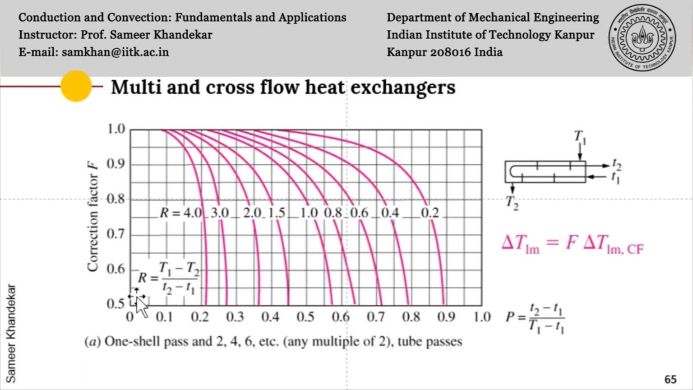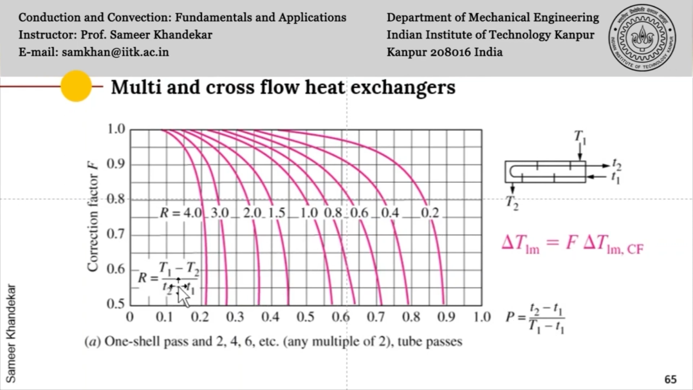And then you see here the definition of P is given along the x-axis, which is small t2 minus small t1 divided by capital T1 minus small t1. So once you know T1, T2 and small t1, t2, you will be able to find out P. And then there are different R's ranging from 4 to 0.2 here in decreasing order. The definition of R is also given on the chart itself, and it is also a temperature ratio of the 4 temperatures which are known to you.